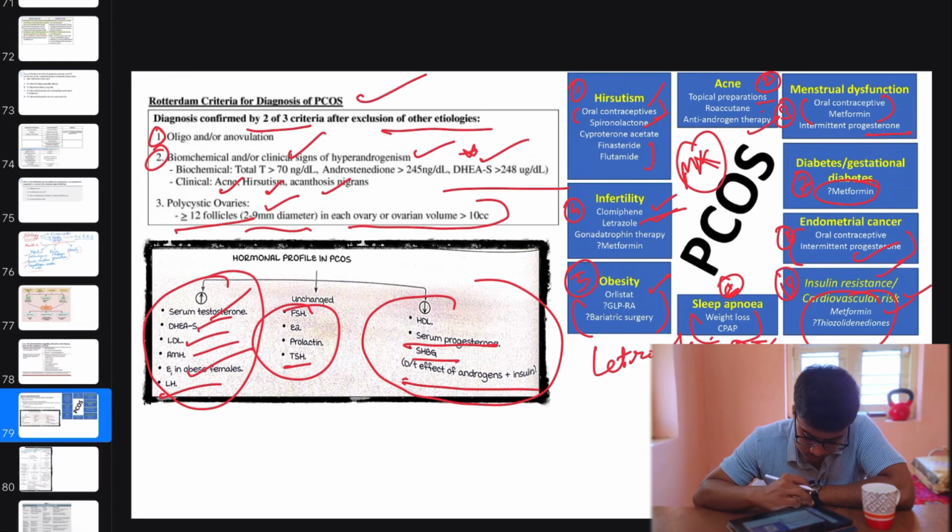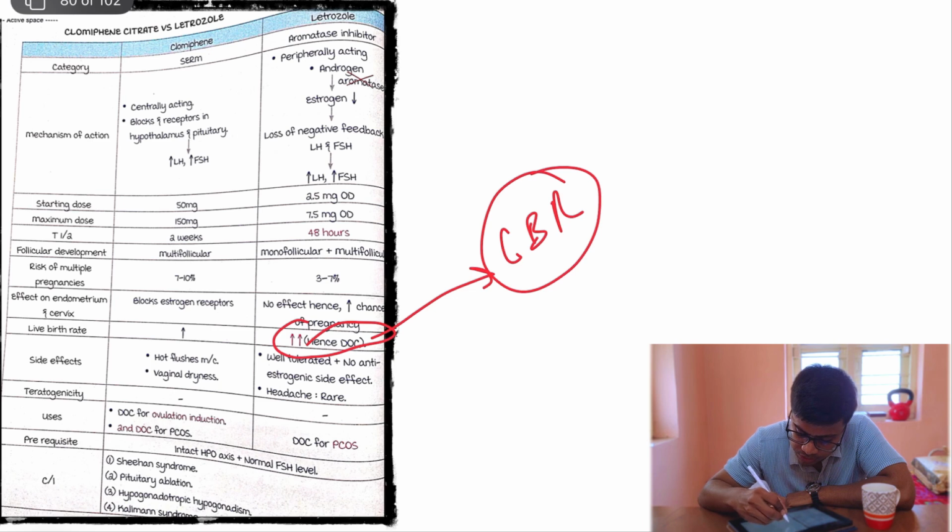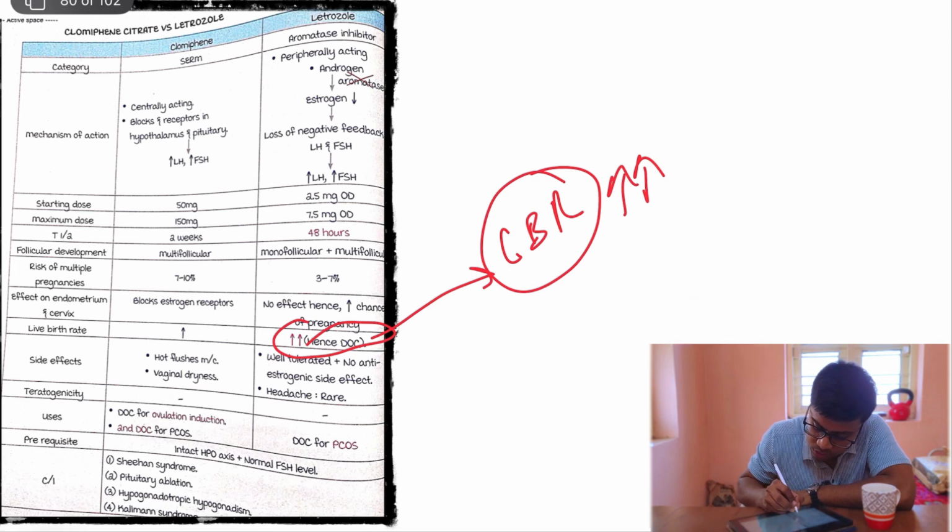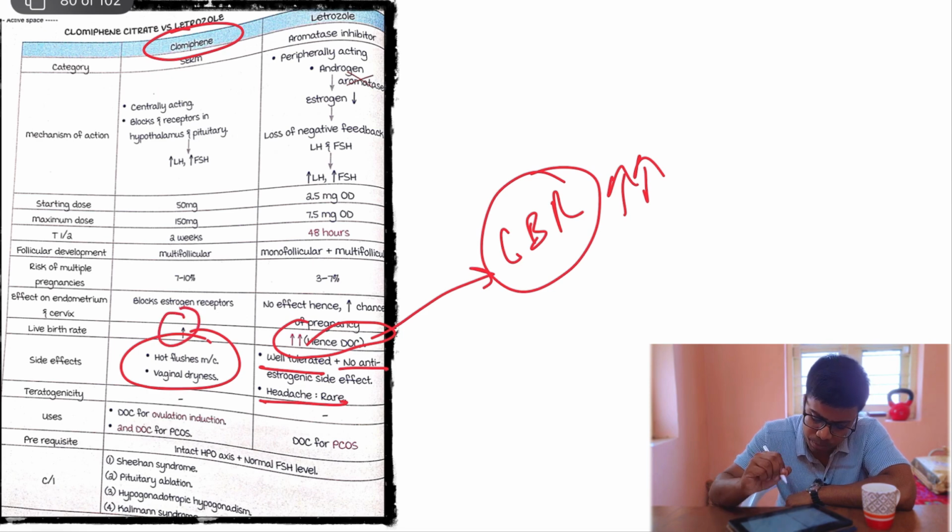So let's move to this slide. This is very important. Letrozole: why is letrozole a drug of choice? This is a question. Live birth rate is increased, live birth rate is very high with this. So that's why we use it. And apart from that, it's well tolerated. No antihistaminic side effect is there. Headache is rare. But with clomiphene citrate, hot flashes are the most common side effect, and vaginal dryness is there, and live birth rate is also comparatively less.